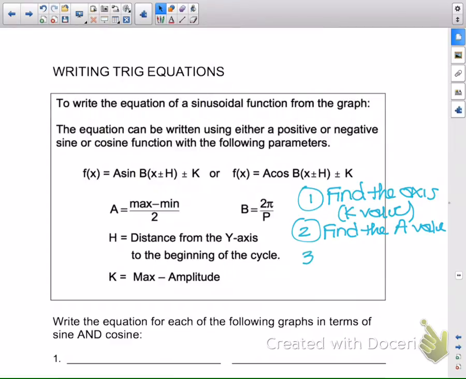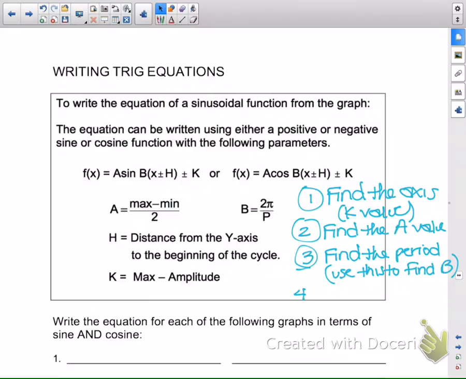Step 3 for any of these is to find the period of the function, how long it takes to do one full cycle. You are then going to use this to find B. Okay, the period is not actually B. That's the biggest mistake I see on these. You need to find B using the period.